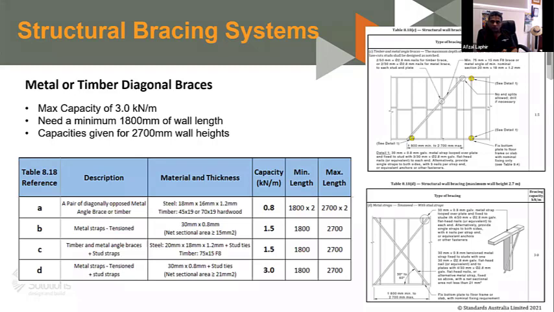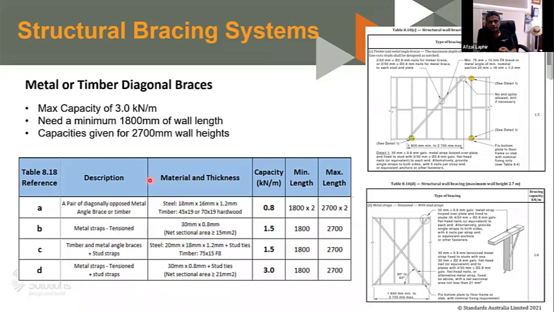They are popular because they're cheap and easy to install, and they can be used fairly freely within an internal wall system without really impacting plasterboard lining. Also, another thing to note, which I'll touch upon later as well, is that all these capacities in Table 8.18 are applicable for 2.7 meter wall heights. So if there are higher wall heights, then some reductions apply, which I'll talk about later.